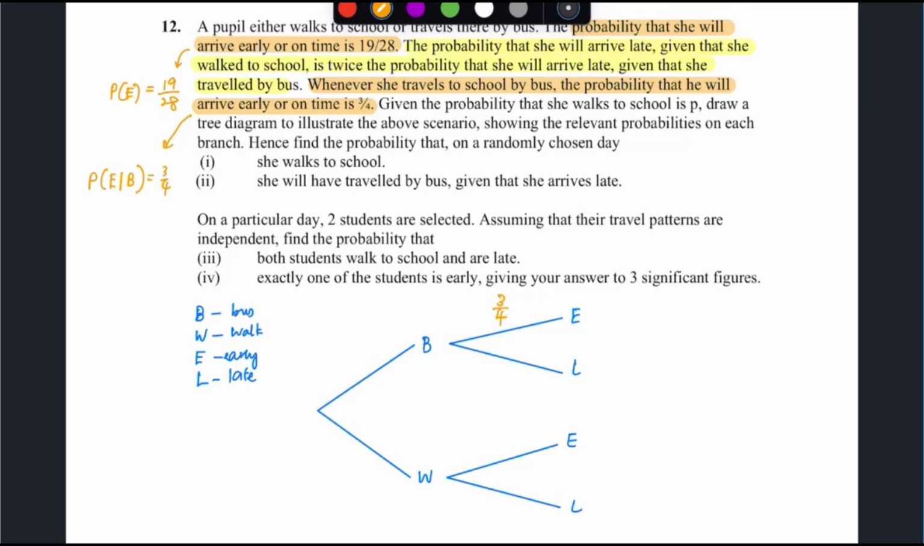Okay, and the probability that she walks to school is P. So this one over here is very direct. This will be P. So these are the information given.